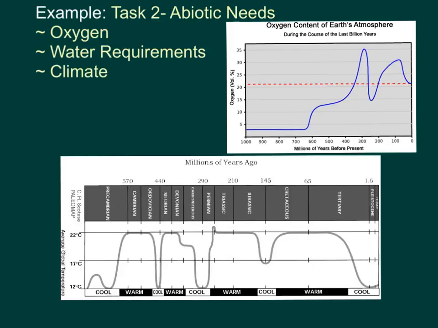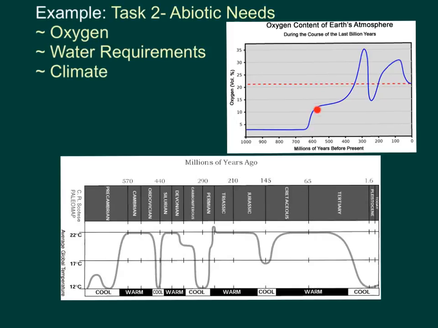Now, to help you out in identifying important abiotic needs, we're going to recommend that you look at oxygen, water requirements, and climate. And I've included two graphs here that might help you out.